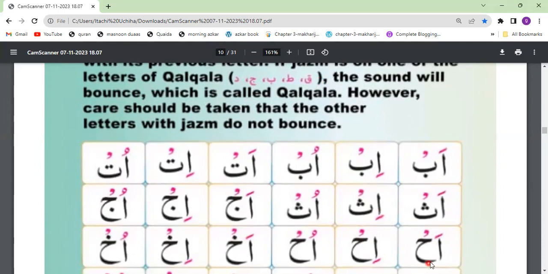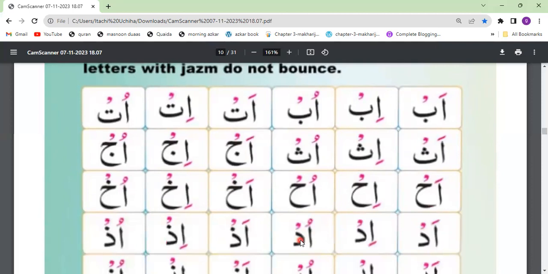Just like over here we have the ha, we're going to say it with the normal sound. We are not going to bounce it. Okay? Let's say it. Ah, eh, oh. I think we all know the normal pronunciation. Let's quickly do the qalqala letters so that we can cover them at least in this class.